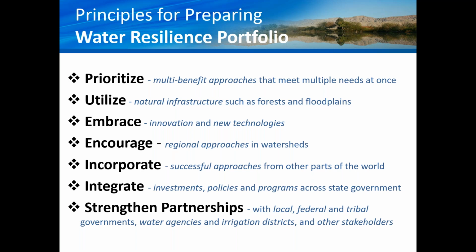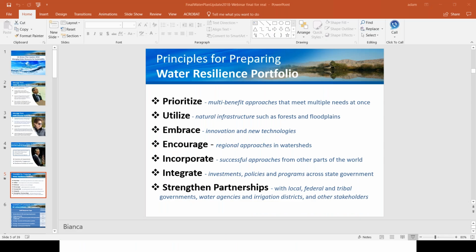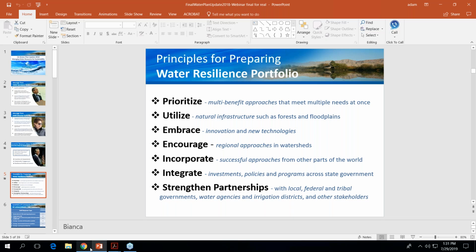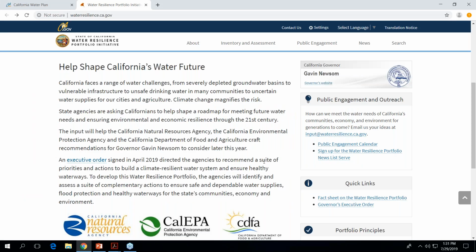We are exactly on time, and so we can go ahead and get this last note on this topic. Again, on the waterresilience.ca.gov webpage, there is a place where you can sign up to the listserv. And that's the surest way to get firsthand notification and information about the work that's going to happen between now and November.